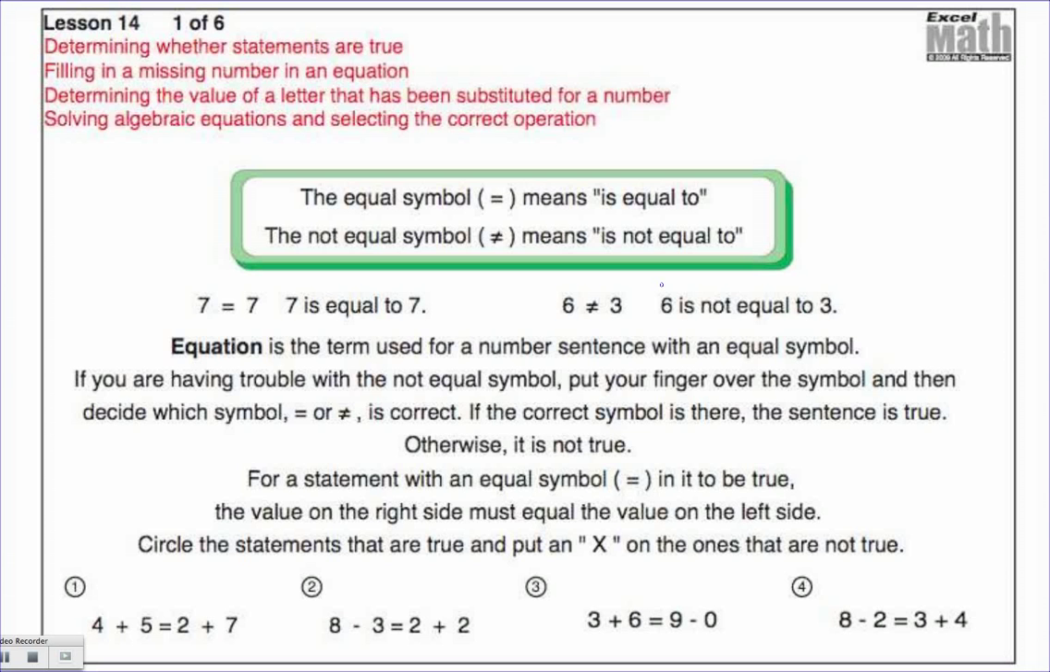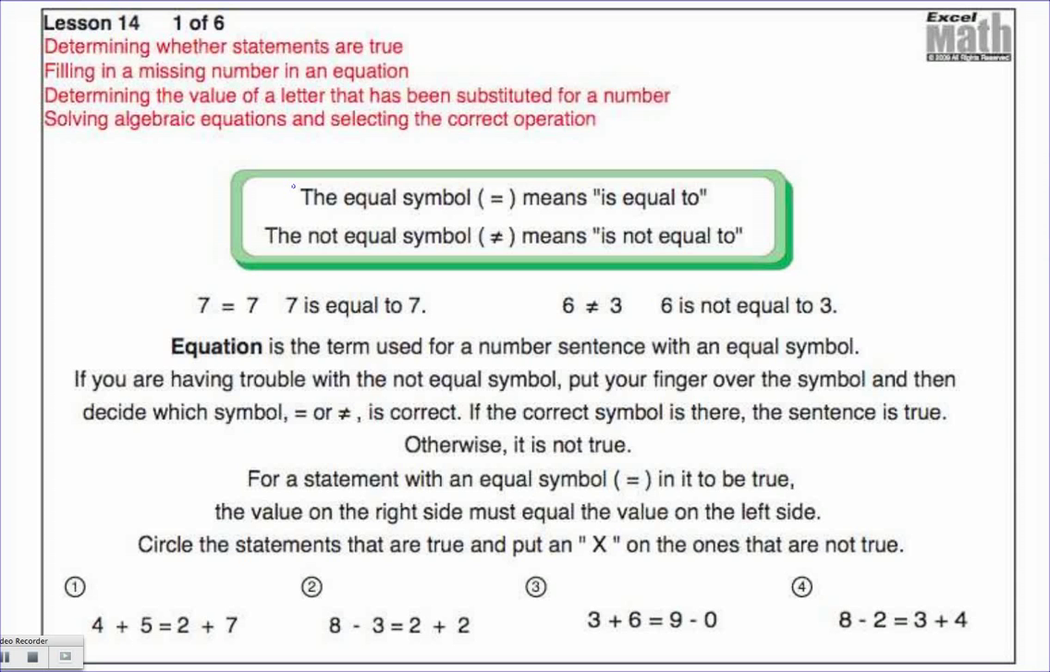Fifth grade Excel, lesson 14: determining whether statements are true, filling in a missing number in an equation, determining the value of a letter that has been substituted for a number, solving algebraic equations, and selecting the correct operation. So we've just got what's called a whole potpourri, a variety of different math concepts we're going to be learning in this lesson, but most of this should be review for you, so it shouldn't be too tough.